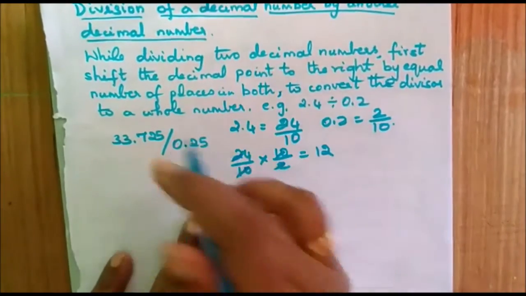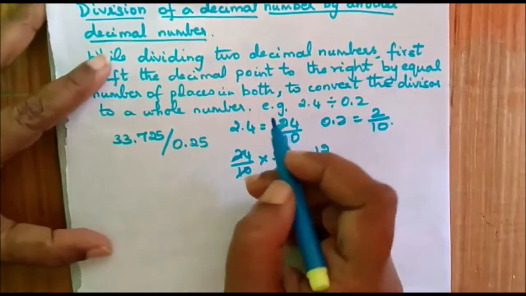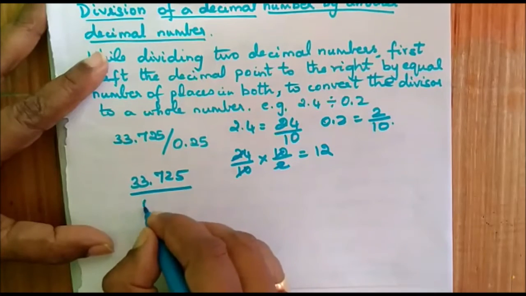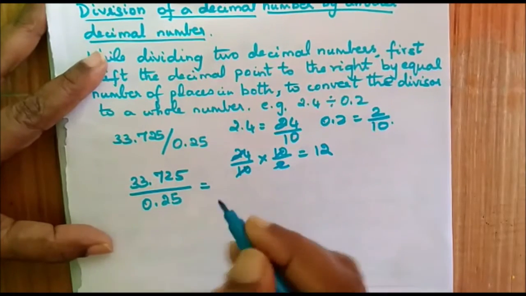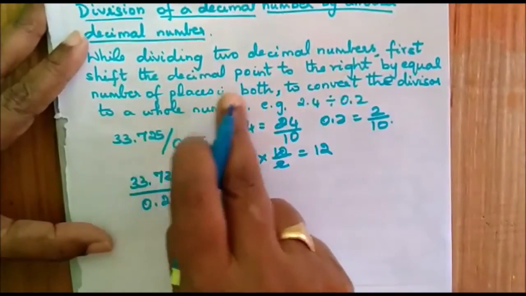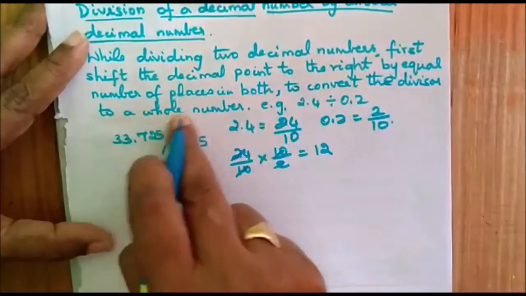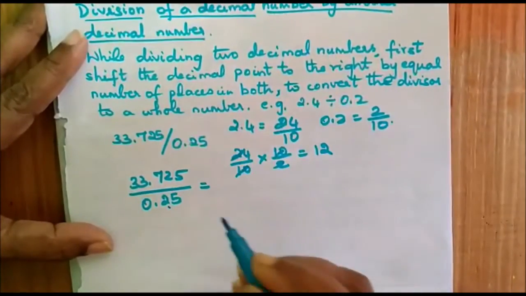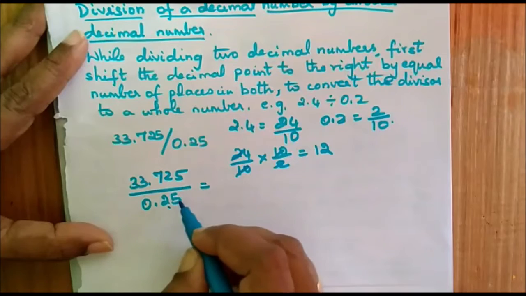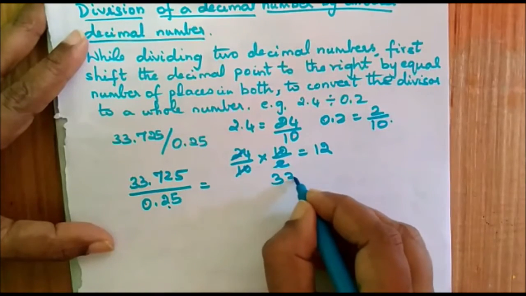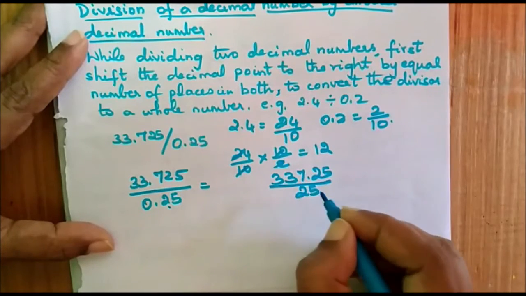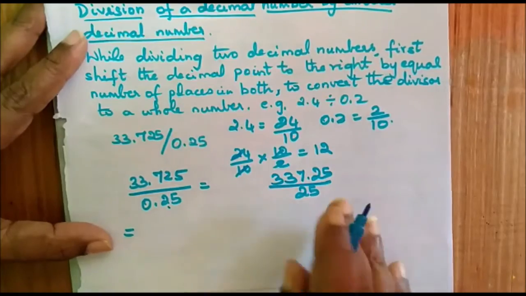Okay. Similarly, in this problem also we can write it. See, 33.725 divided by 0.25. Now what is given here? You have to shift the decimal point to the right by an equal number of places in both to convert the divisor to a whole number. So here 0.25 is my divisor. To convert this to a whole number, I have to move to the right by 2 places, or in other words I have to write this as 3372.5 divided by 25. Okay, what is the answer I get?